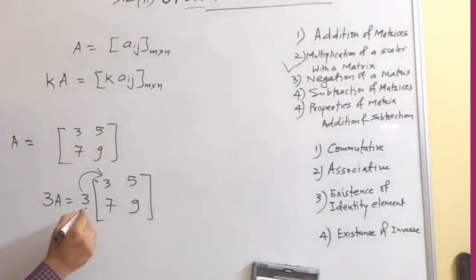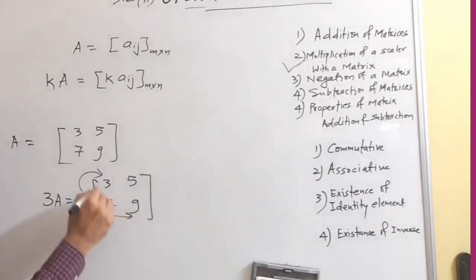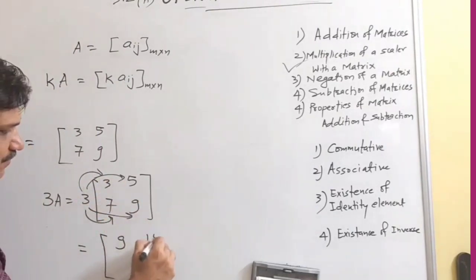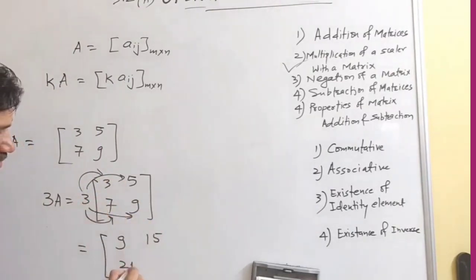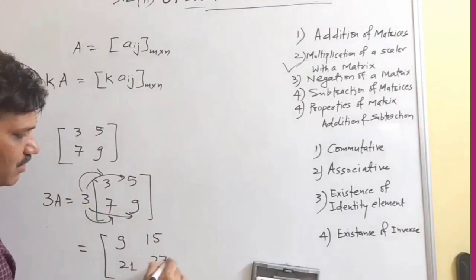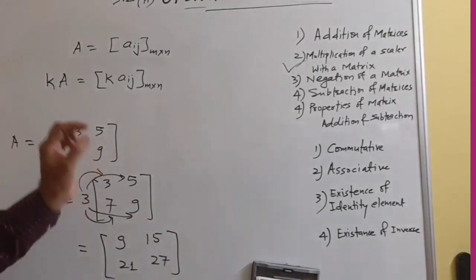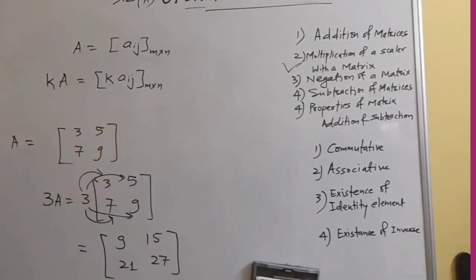So now what we will do? Each and every element will be multiplied by 3. So the result is 3 3s are 9, 3 5s are 15, 3 7s are 21, 9 3s are 27. This is how we multiply a scalar with a matrix.